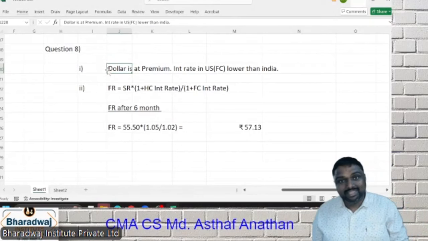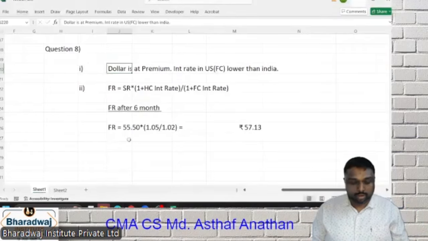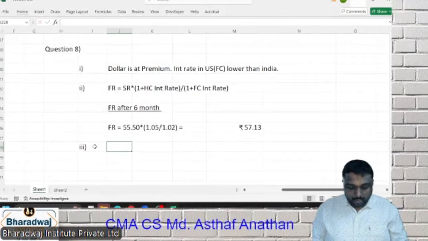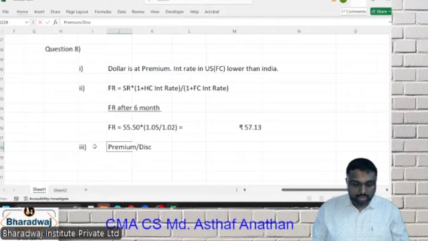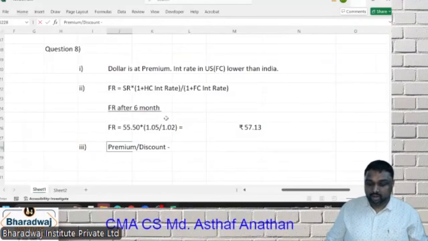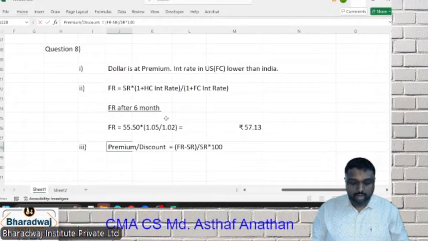So it is also a 7-mark question. You can do it: calculate the rate of forward premium or discount, that is appreciation or depreciation. So see here they are not specifically asking which currency, so we will do only for dollar. So what is the formula? We have done one question already: forward rate minus spot rate divided by spot rate into 100.